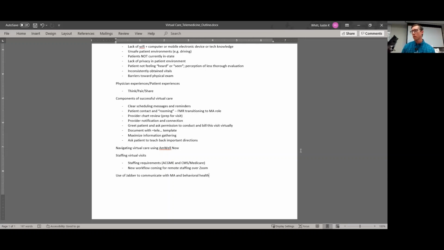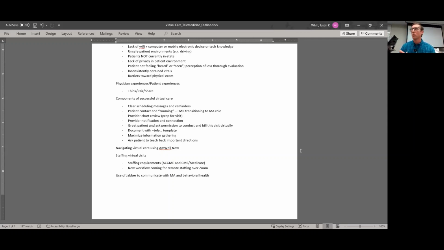Inconsistently obtained vitals. I will say that hardly any patients, and I've been doing virtuals for a while now, hardly any patients take it upon themselves to get a set of vitals. Frankly, a lot of them maybe don't know how to do that, but a lot of my patients do have home blood pressure cuffs.